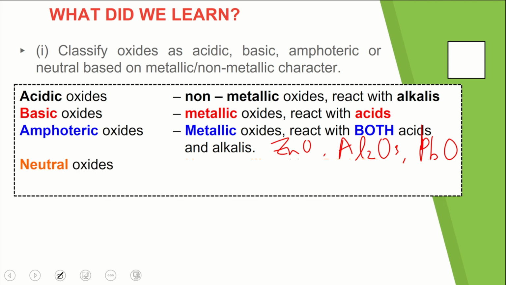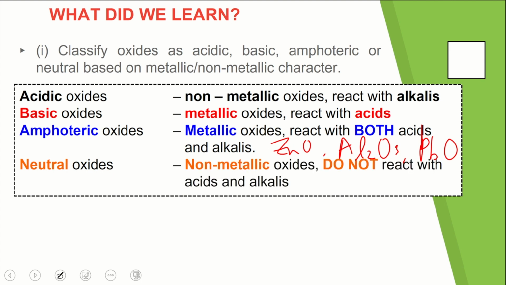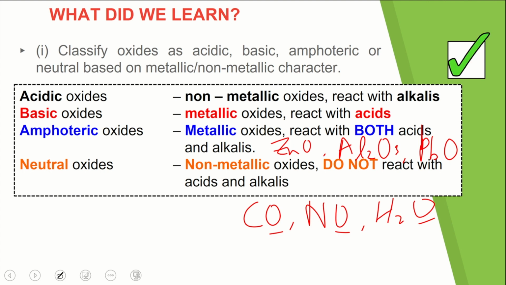The last group of oxides is the group that does not react with anything. It does not react with acids and does not react with alkali. They are neutral oxides. They are non-metallic. Some examples are CO, NO, H2O. If you notice, they only contain one oxygen atom, so they are monoxides. Alright, so this is the end of oxides. Any questions, please let me know.